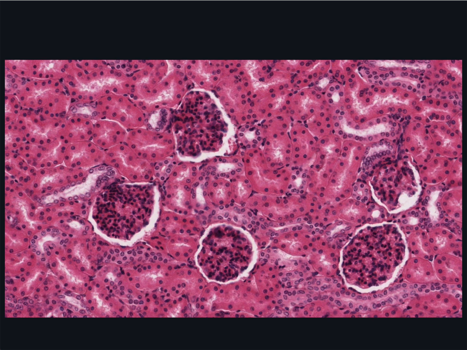The macula densa monitors sodium concentration in the tubular fluid, and the juxtaglomerular cells secrete renin as a mechanism to regulate blood pressure.